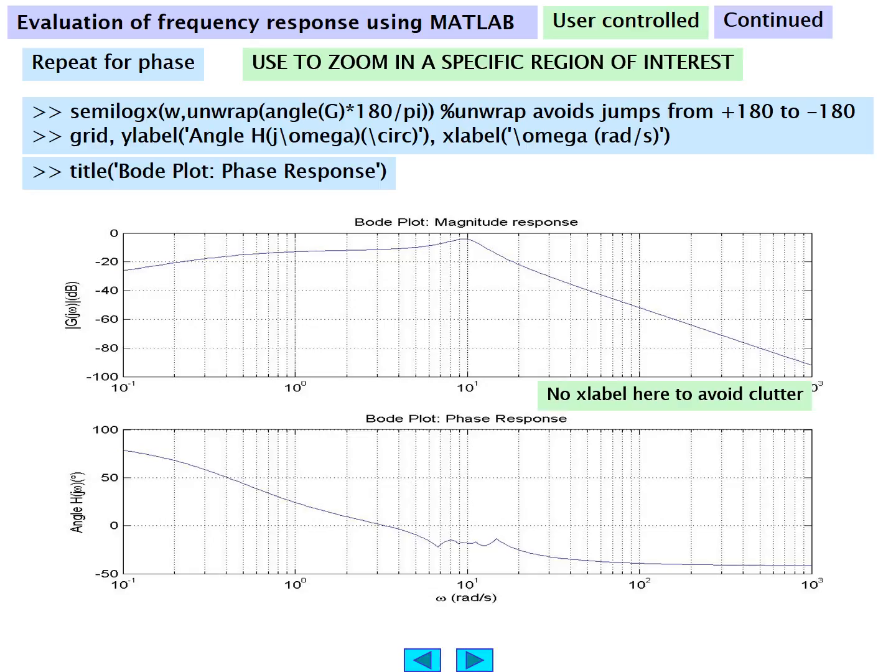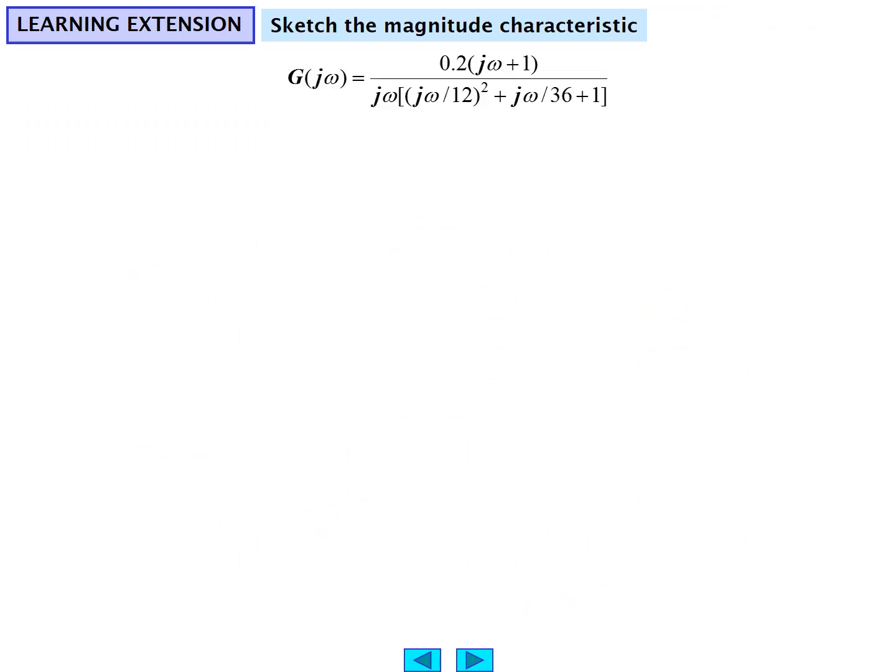We can also use Zoom in MATLAB to specify a specific region of interest. And we can compare it with the default that we got, and we notice that there.